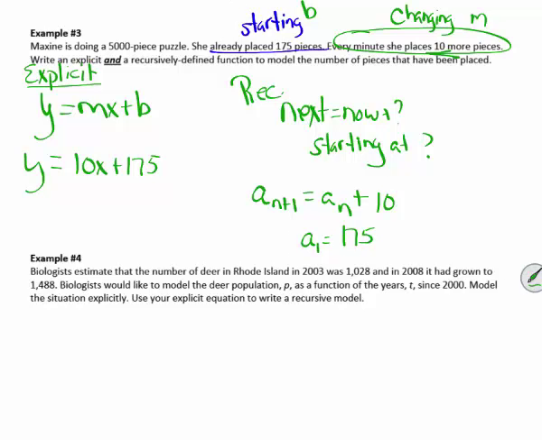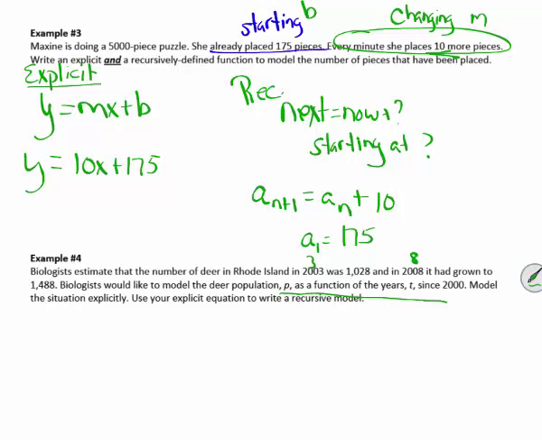Biologists estimate that the number of deer in Rhode Island in 2003 was 1,028, and in 2008 it had grown to 1,488. Biologists would like to model their deer population, P, as a function of the years since 2000. So 2003 is going to be 3 years since 2000. 2008 would be 8. Model the situation.